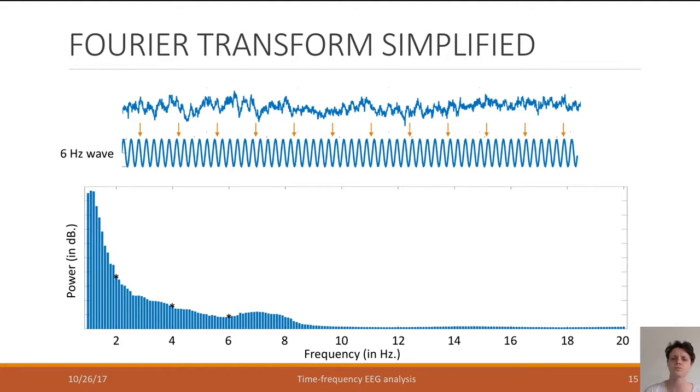So with this, what we have basically done is look at the whole data set, everything together, and we've determined how much of each frequency is in the data set.